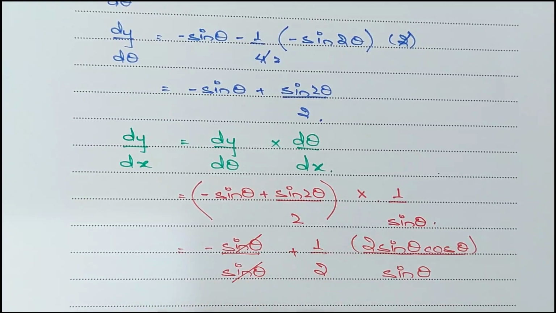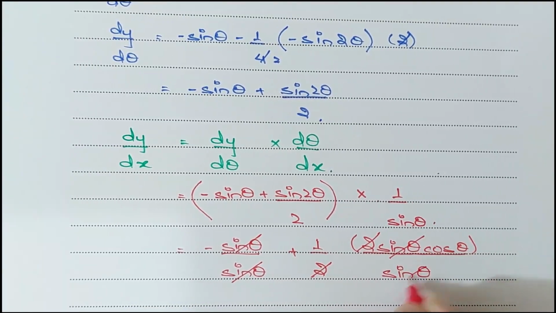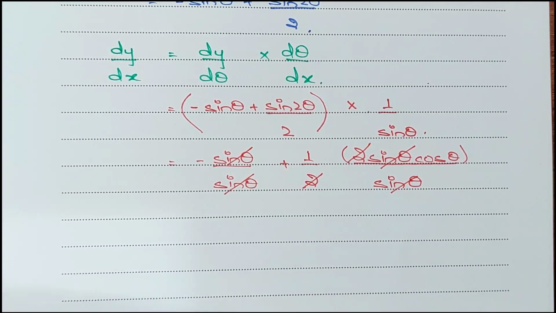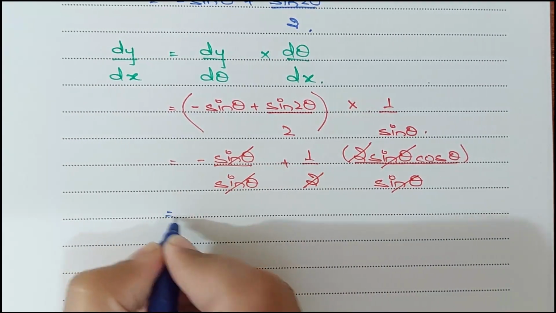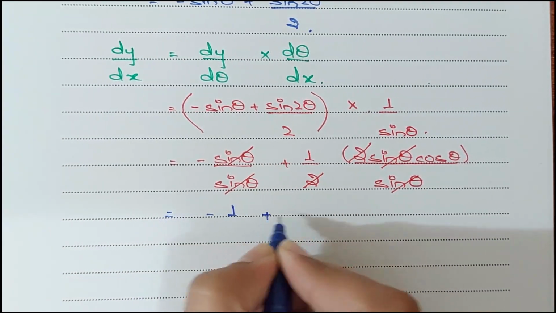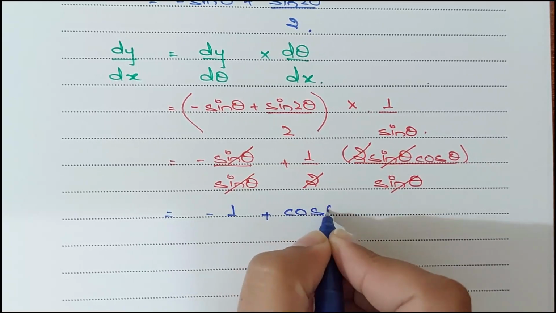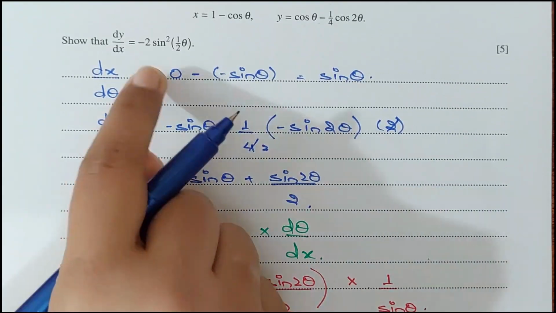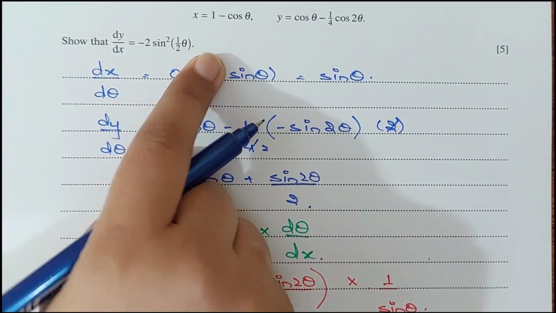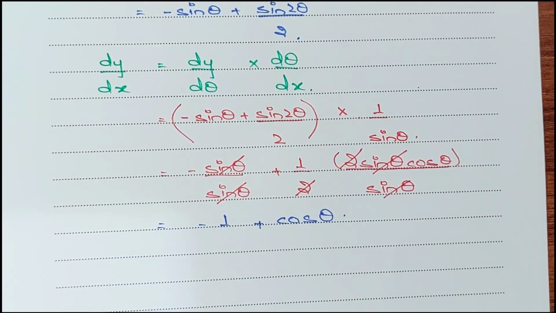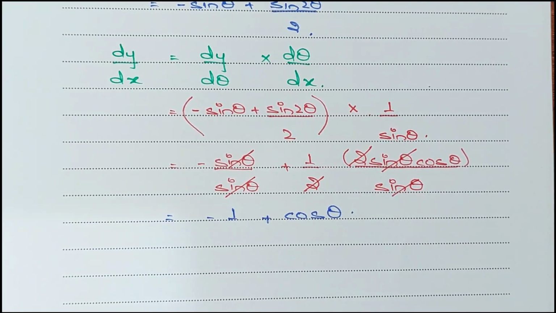So sine theta cancels with sine theta, 2 cancels with 2, sine theta cancels with sine theta, right? So the only thing left is minus 1 plus cos theta. But we need the answer as minus 2 sine square 1 by 2 theta, right? Okay, so let me open the cos double angle formula.